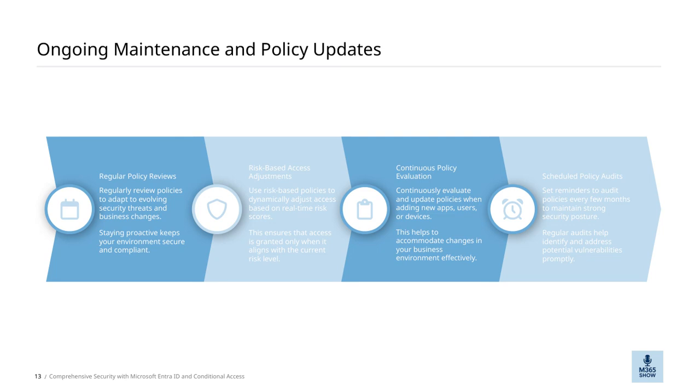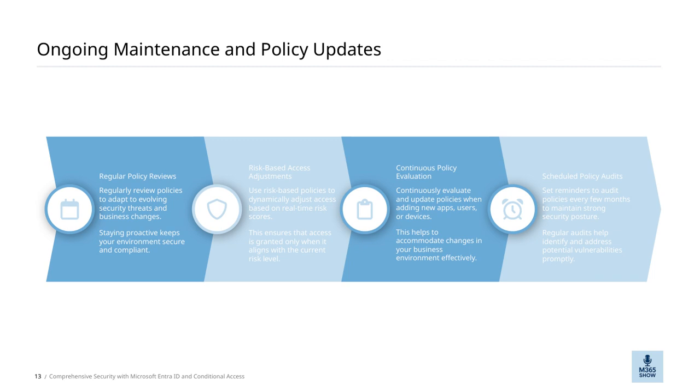It's really important to set reminders to audit your policies every few months. This helps us maintain a strong security posture over time. Regular audits are crucial because they allow us to identify and address potential vulnerabilities before they become bigger issues. Scheduled policy audits ensure that as your environment evolves, whether you're adding new apps, users, or devices, your policies stay up to date and effective. This continuous evaluation helps us adapt quickly to changes in your business landscape.